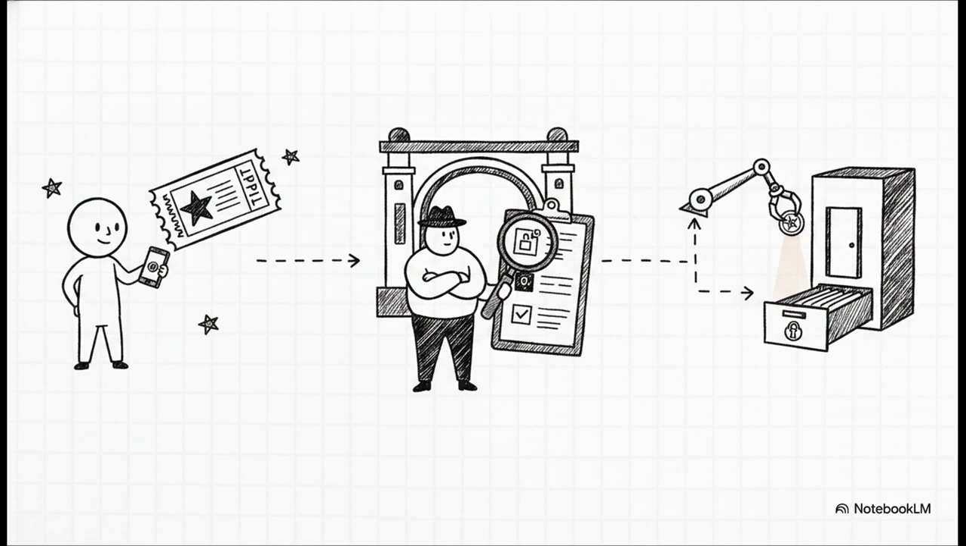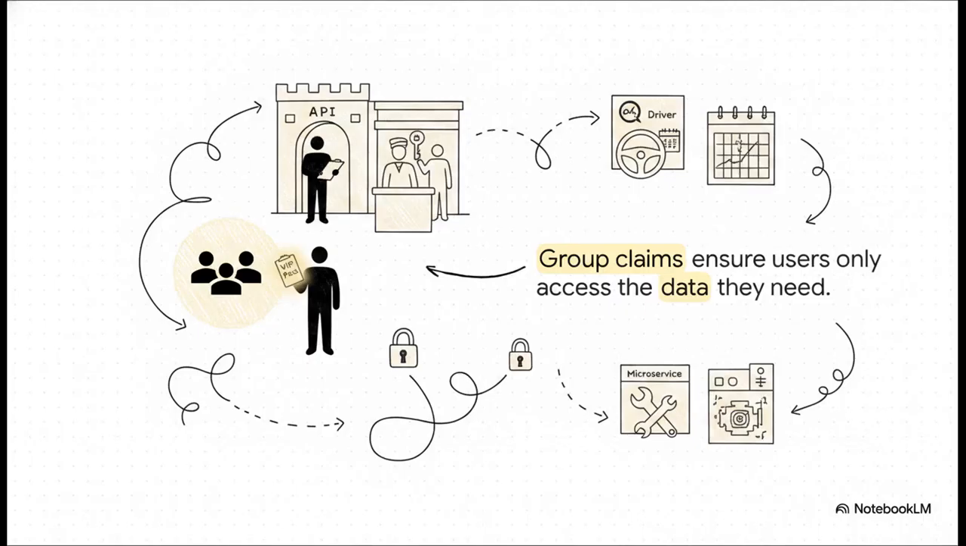actually allowed to view. And this whole flow elegantly ensures that the principle of least privilege is enforced flawlessly at every single layer. Think of the API gateway as a bouncer checking your VIP pass for the right stamp at the door, and the microservice as the concierge, making sure you only get the keys to your specific room, whether you're a driver checking a schedule or a mechanic diagnosing an engine.